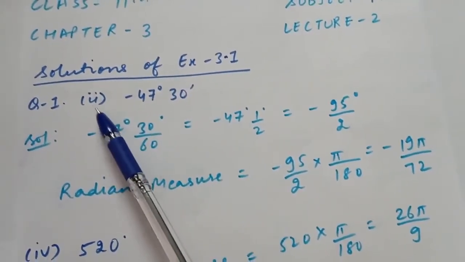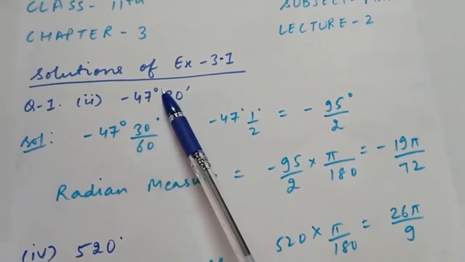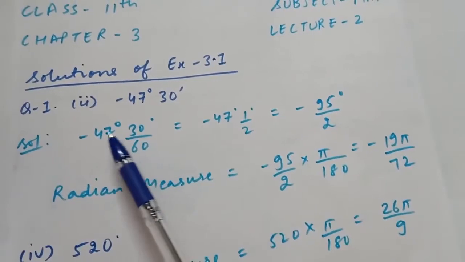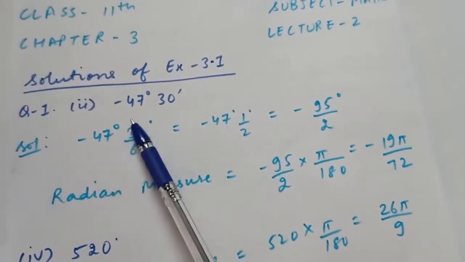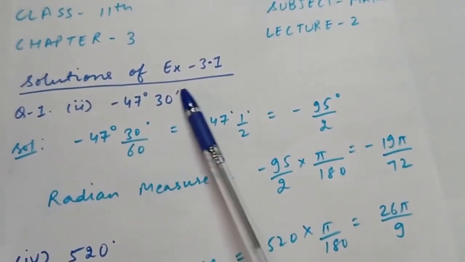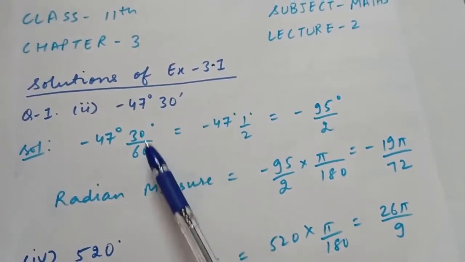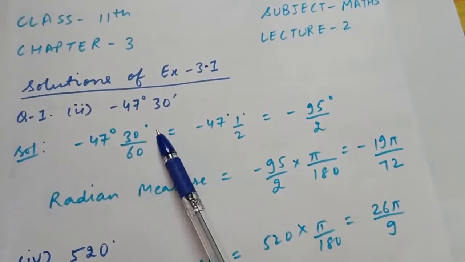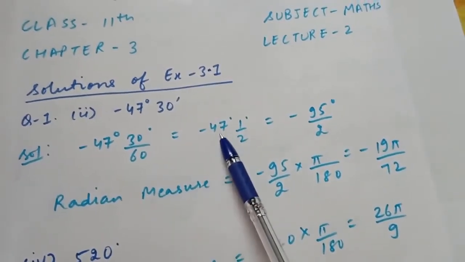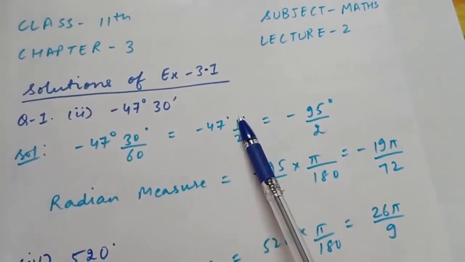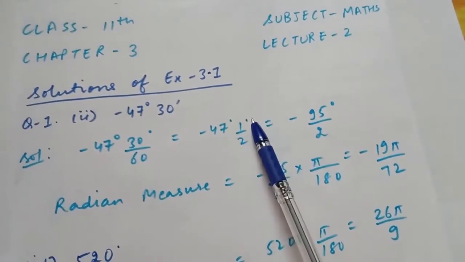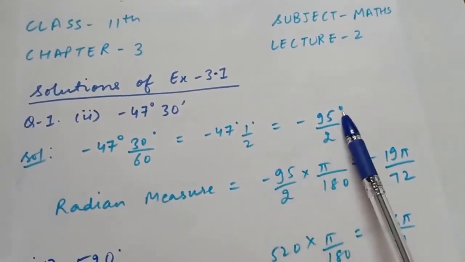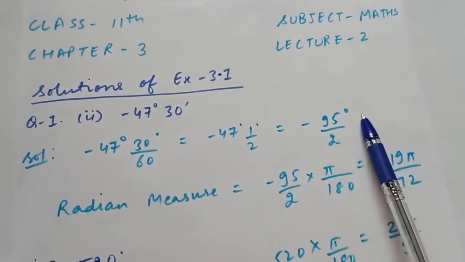So question first, second part is minus 47 degree 30 minutes. So solution for this will be minus 47 degree and changing this minute into degrees by dividing 30 with 60. So 30 upon 60 degree, which is equal to minus 47 into 1 upon 2 degree, which is equal to, when you will solve this, minus 95 by 2 degree.